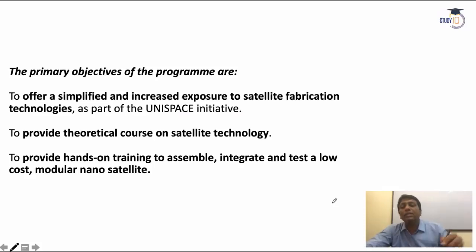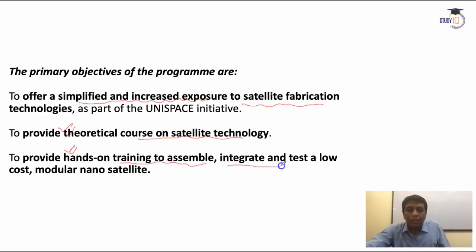The next one: what are the primary objectives of this program? First, it offers simplified and increased exposure to satellite fabrication technology. Second, it provides theoretical courses on satellite technology. Third, it provides hands-on training to assemble, integrate and test low-cost modular nano satellites. So these are the functions.